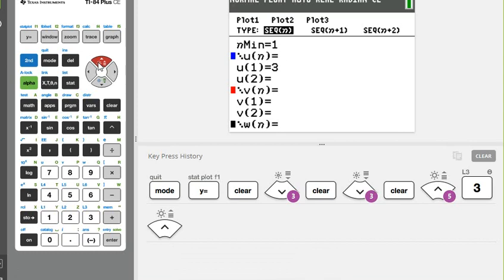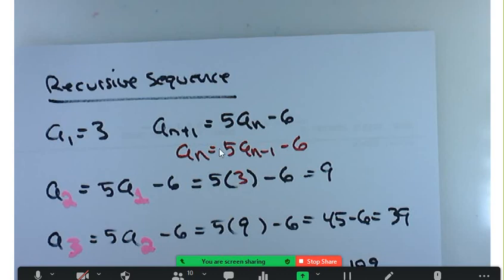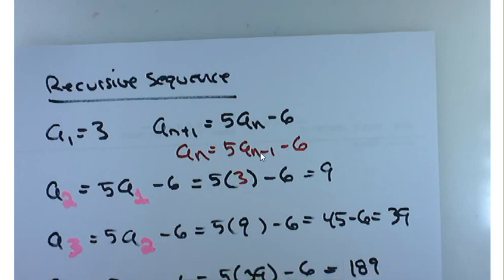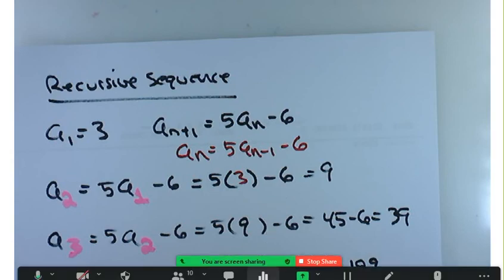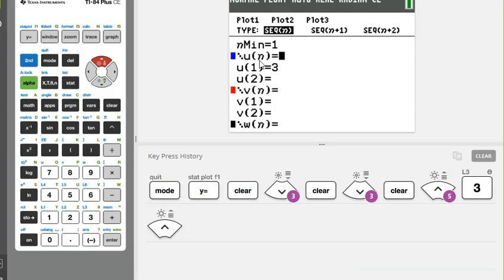Now we got to go up here and put in the general term. The general term has this form: 5 times the previous term minus 6. Now we're using a u as opposed to our a, but it's still going to work out the same way. It's going to be 5, and now I need a u of the previous term. And if you look, u happens to be right above the 5. So to get that, I want to type the alpha key and the 5.